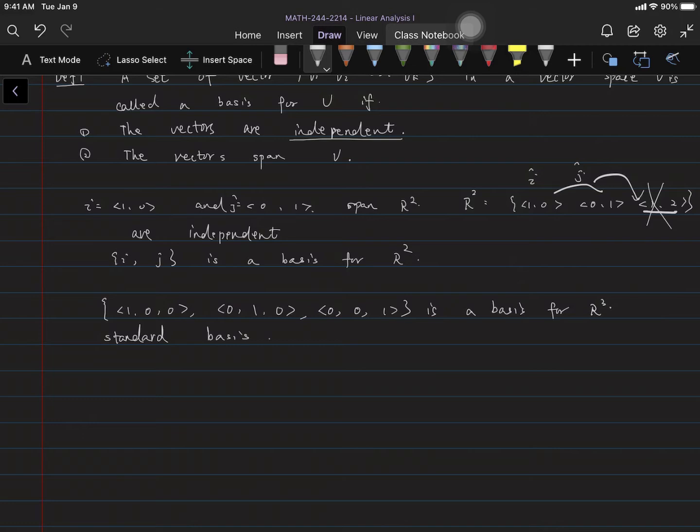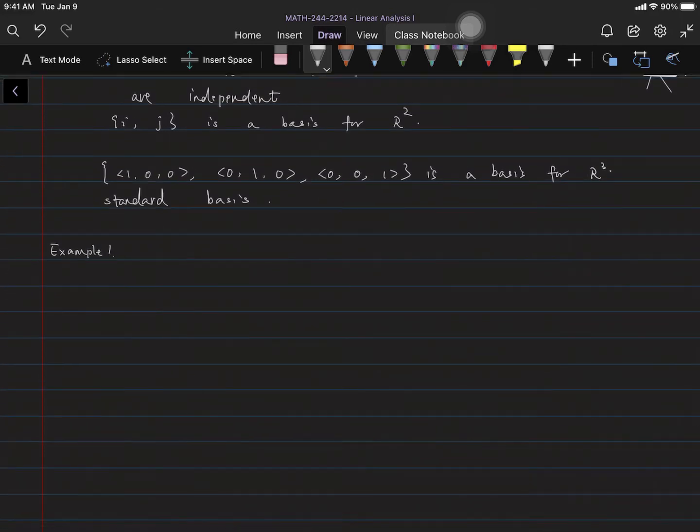Okay, now let's take a look at example 1. Example 1, we want to find the standard basis for M2R. So let's see. Determine the standard basis. Standard usually means easiest, simplest. M2R. So M2R means what? Any 2 by 2 matrices with all the elements in R, real numbers, right?